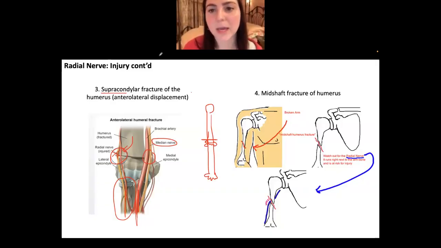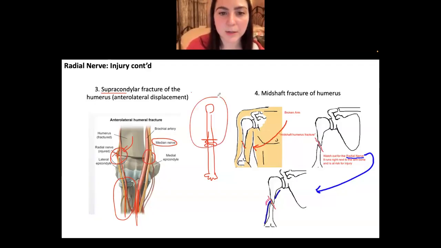And then lastly, you can get a midshaft fracture of the humerus. This is the one I actually see the most. So a midshaft humerus fracture. Here's your humerus bone up here, before the forearm, and the radial nerve, remember, wraps around, so it's back here where the axilla is, where the armpit would be. It goes behind the humerus to get that tricep, and then it comes back and runs in front, right?